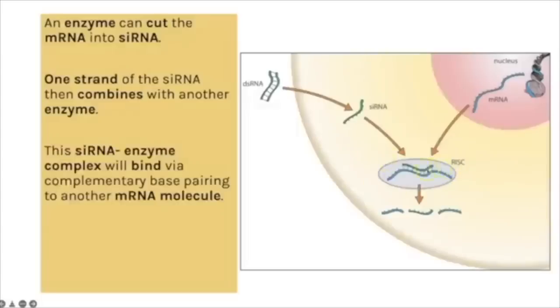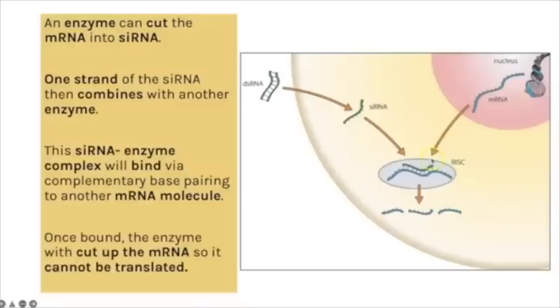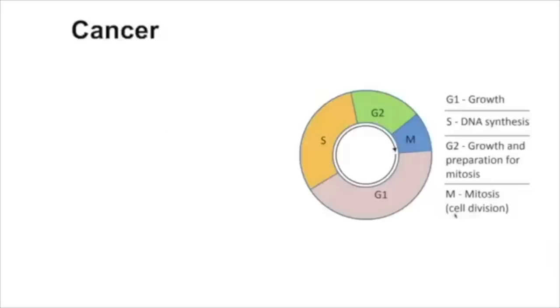Because it's single-stranded, this complex of the siRNA and the enzyme can bind to the mRNA molecule that was made in transcription. And that then means that the enzyme is able to cut up that mRNA into small pieces, and therefore it cannot be used in translation. It won't be able to bind to the ribosome, and because it's cut up, you can't translate that entire sequence.